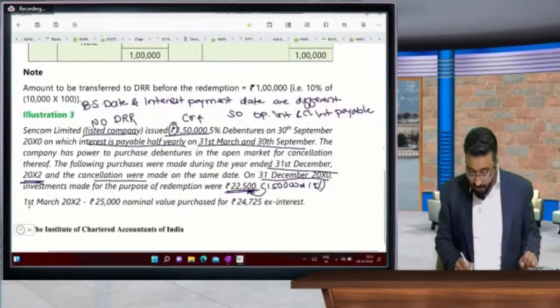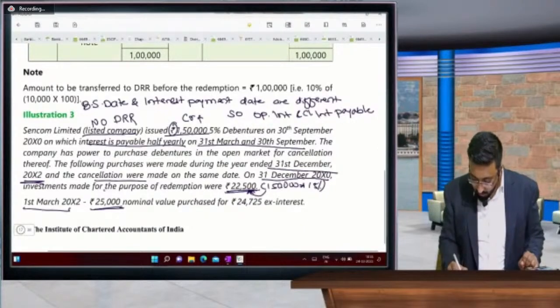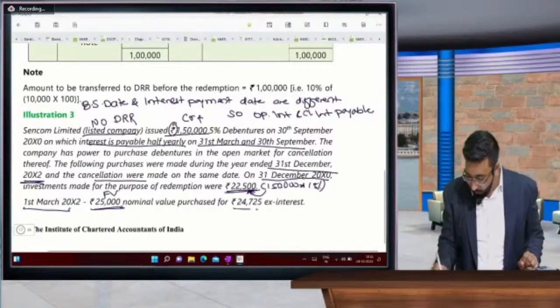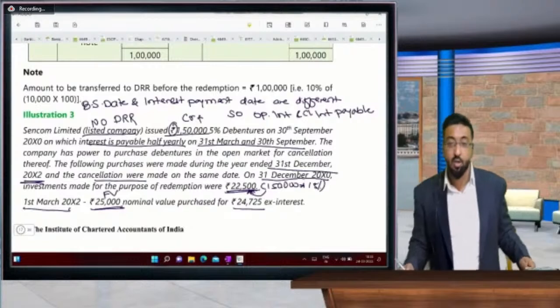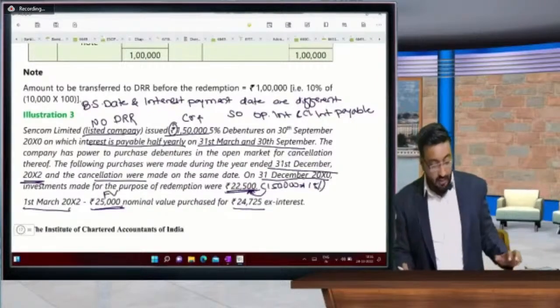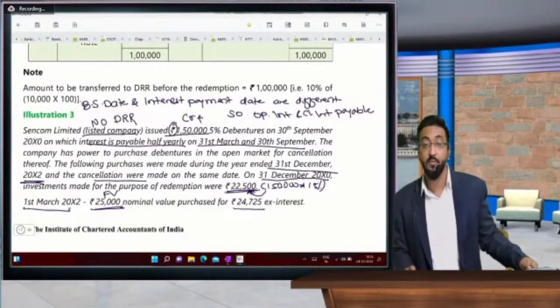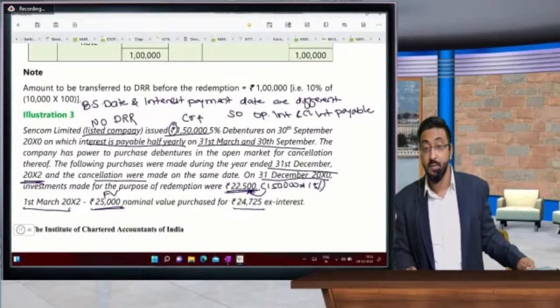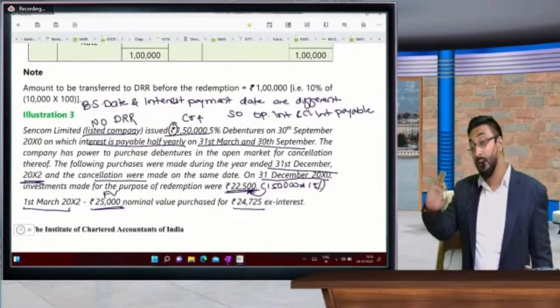Now on 1st March 2002, 25,000 is the face value and 24,725 is ex-interest. So on 1st March, tell me when you paid the last interest, and for how many months it is not paid. That you have to pay to the last holder.